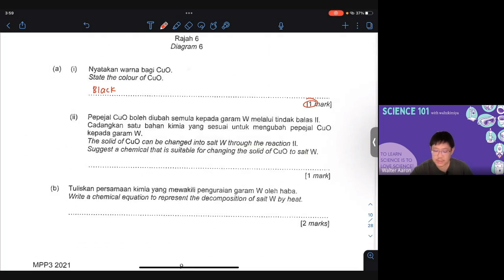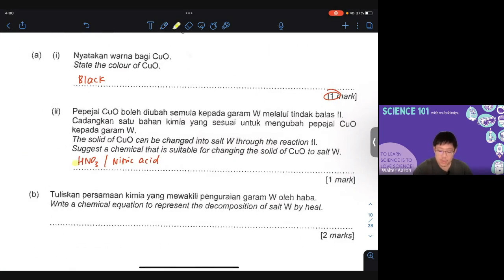For A2, the solid of copper oxide can be changed into salt W through reaction 2. Suggest a chemical suitable for changing the solid of copper oxide to salt W, which I already suggested just now. You can either put HNO3 or you can put nitric acid. Now when do we choose to use name, or when do we choose to put the formula? If they didn't ask you to name the substance, you can choose to put the formula. If they mention the words name this substance, you must write the name in whole. So you can't write the chemical formula instead. So remember that.